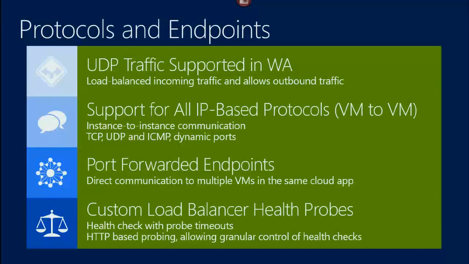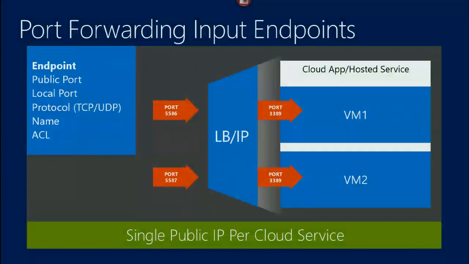With Platform as a Service, you had to go and model the endpoints that you want open between your VMs or your roles in a cloud service. Here, you can just open the firewall port, and then those VMs will be able to see each other. We also have port-forwarded endpoints, which is the ability to take a public IP address and have certain ports on that public IP address mapped to certain ports on specific virtual machines. And then finally, load balancer support for virtual machines, including support for custom load balancer health probes. So let's talk a little bit about these.